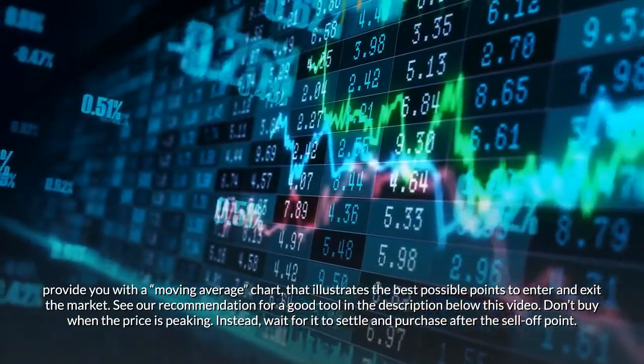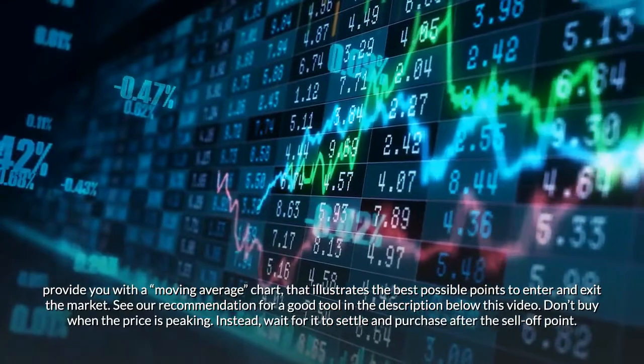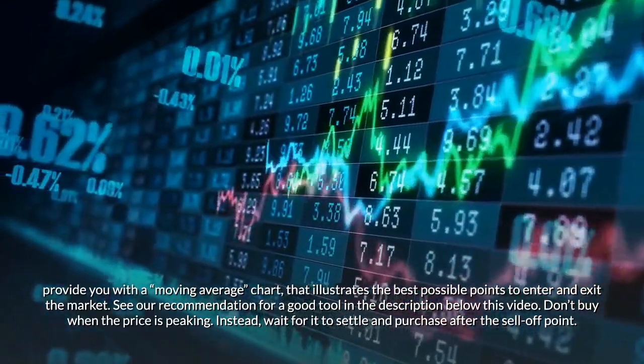Don't buy when the price is peaking. Instead, wait for it to settle and purchase after the sell-off point.